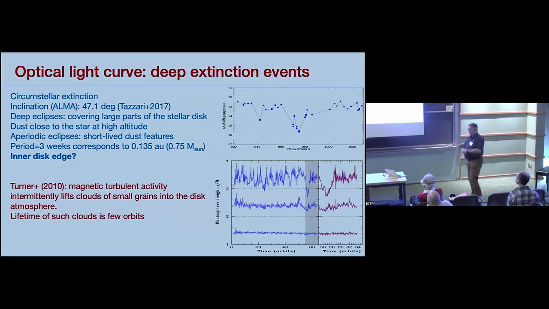So this dust must be really far above the disk plane. And it must be very close to the star because of the quick variability. So finally, one can assume that what we see, this light curve and the quick eclipses, comes from the inner rim of the disk, around 0.1 AU or something like that. Actually, Neil Turner published some years ago a model which would lift up some dust clouds temporarily into the disk atmosphere. So we imagine something like this.